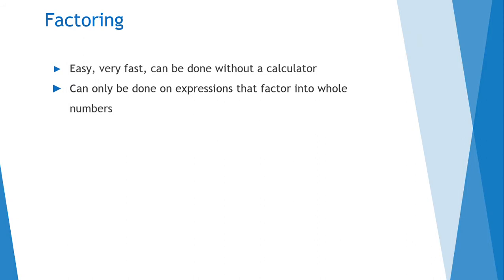The next method is factoring. It's easy, very fast, can be done without a calculator, but it can only be done on expressions that factor into whole numbers. So essentially what that means is that when you use factoring, I'll use the example I've been using for this entire time, x squared plus 6x plus 9. This means that we can actually factor it into nice, pretty whole numbers. This would actually be x plus 3 times x plus 3, or x plus 3 squared.